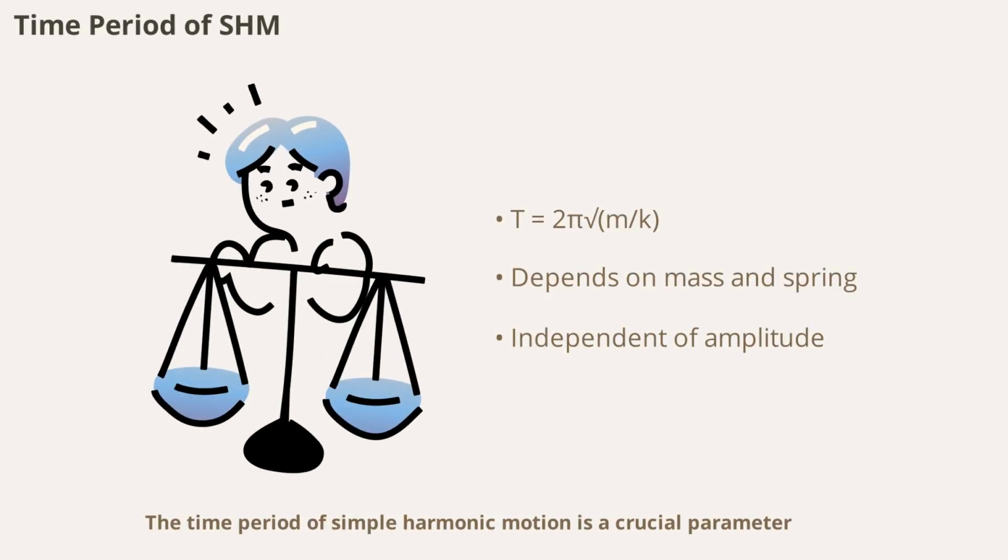Time period of simple harmonic motion is a crucial parameter. For a mass spring system, the time period T is given by T = 2π√(m/k), where m is the mass and k is the spring constant. This formula shows that the time period depends on the properties of the system, not on the amplitude of oscillation. The shorter the time period, the faster the oscillations. This relationship is fundamental in designing oscillatory systems in engineering and technology.